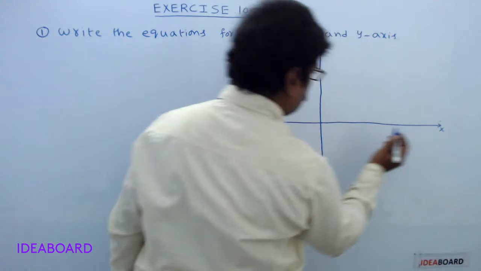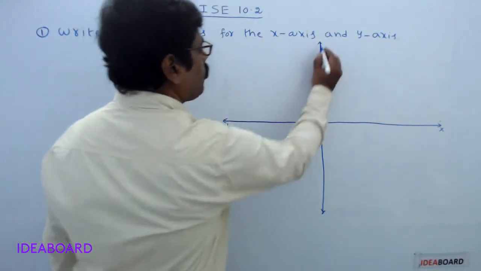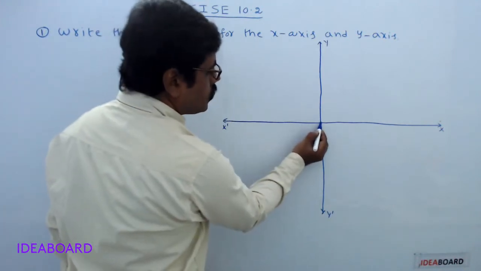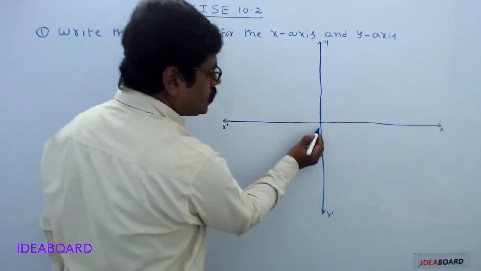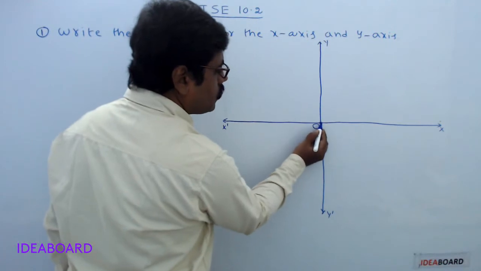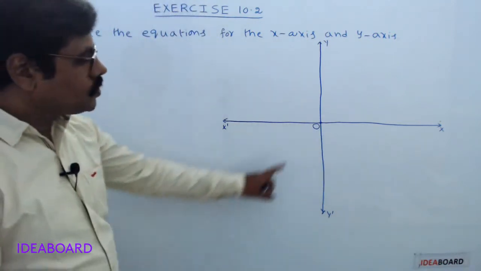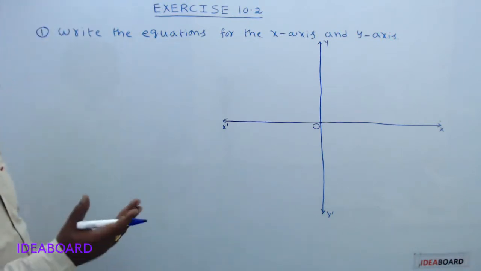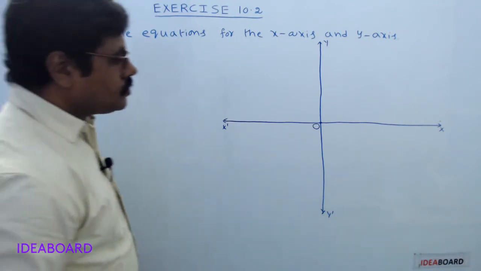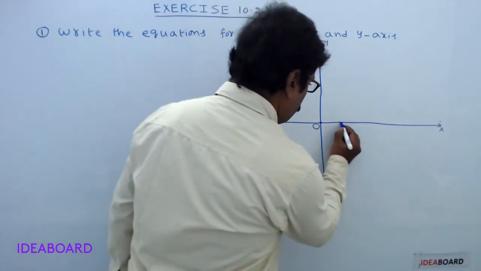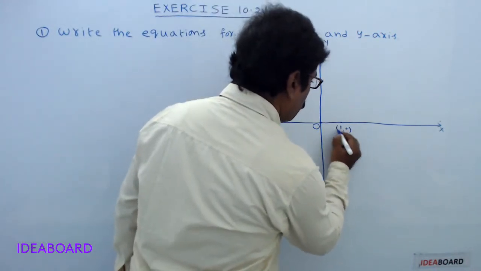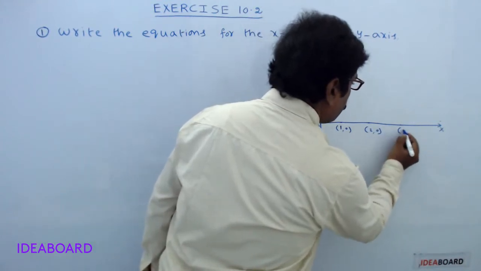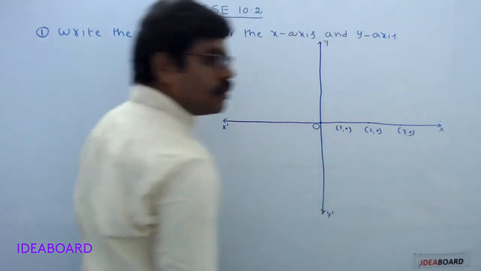Suppose this is x-axis, this is y-axis. Point of intersection of x-axis and y-axis is origin. It is denoted with a letter O. So this point coordinates are 0, 0. Now take some points on x-axis. Suppose this is the point 1, 0. This is the point 2, 0. This is the point 3, 0.